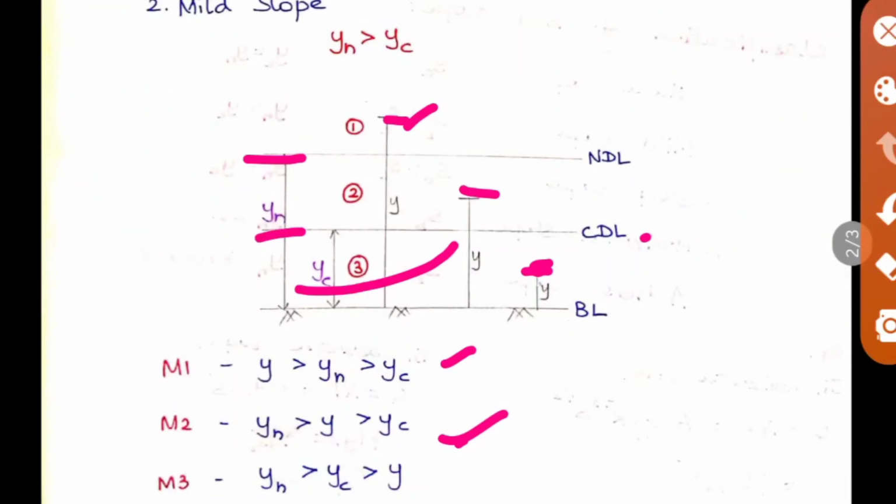Here M1 is your subcritical flow, M2 also will be subcritical, but M3 alone will be supercritical flow. So this is also important. I have not written that here. So whatever I tell you, that is subcritical, supercritical and the examples also, you just note down along with this, so it will be useful for you.